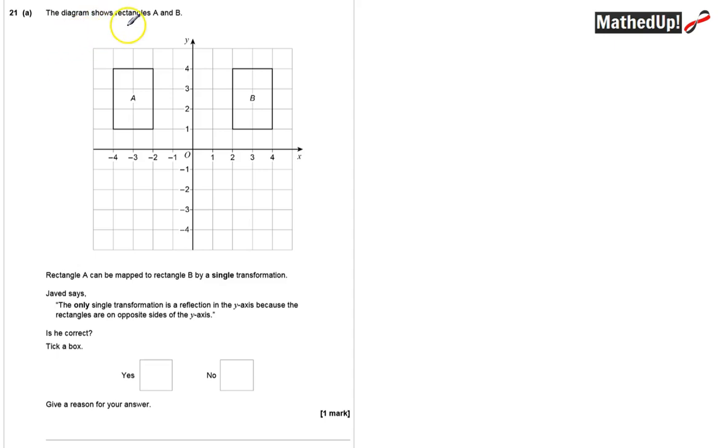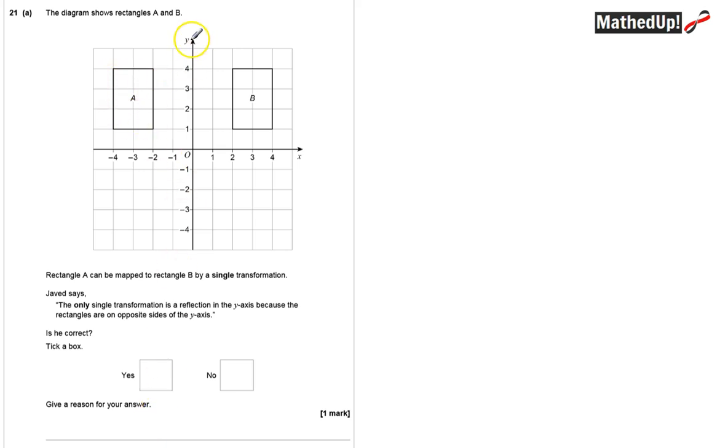Question 21. The diagram shows rectangles A and B. Rectangle A can be mapped to rectangle B by a single transformation. Javid says the only single transformation is a reflection in the y-axis because the rectangles are on opposite sides of the y-axis. Is he correct? And we need to tick to say whether yes or no and give a reason for our answer.